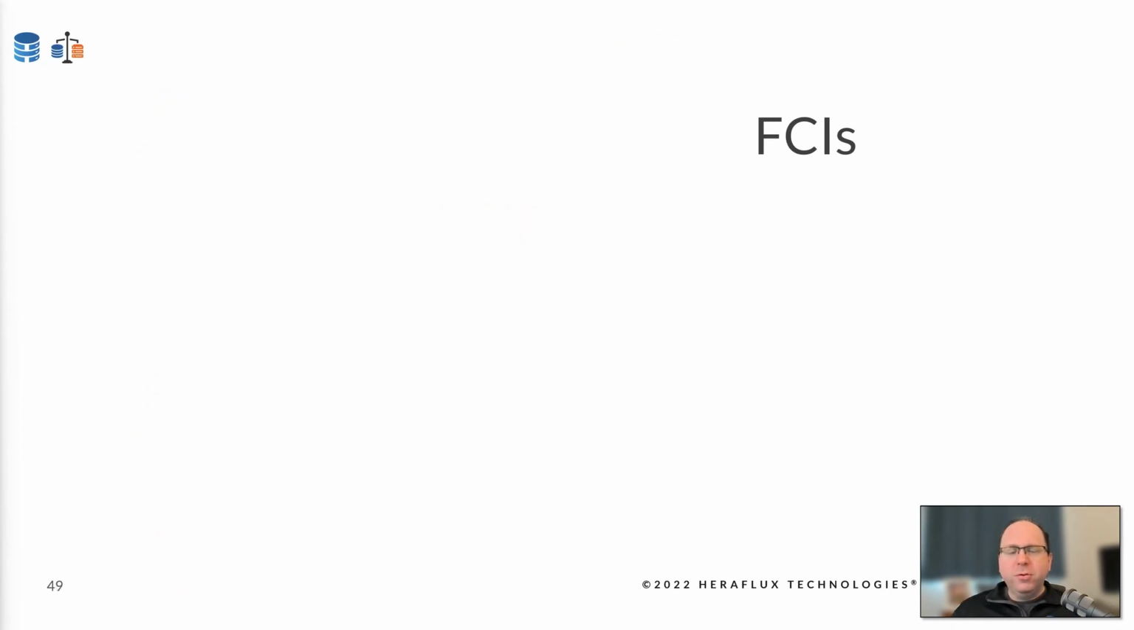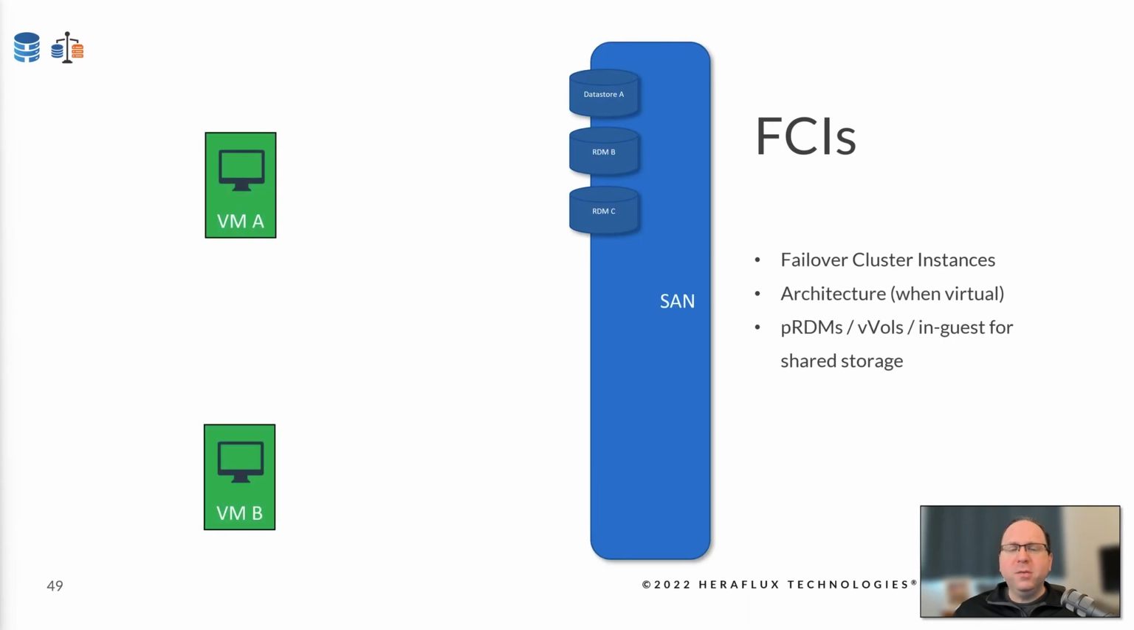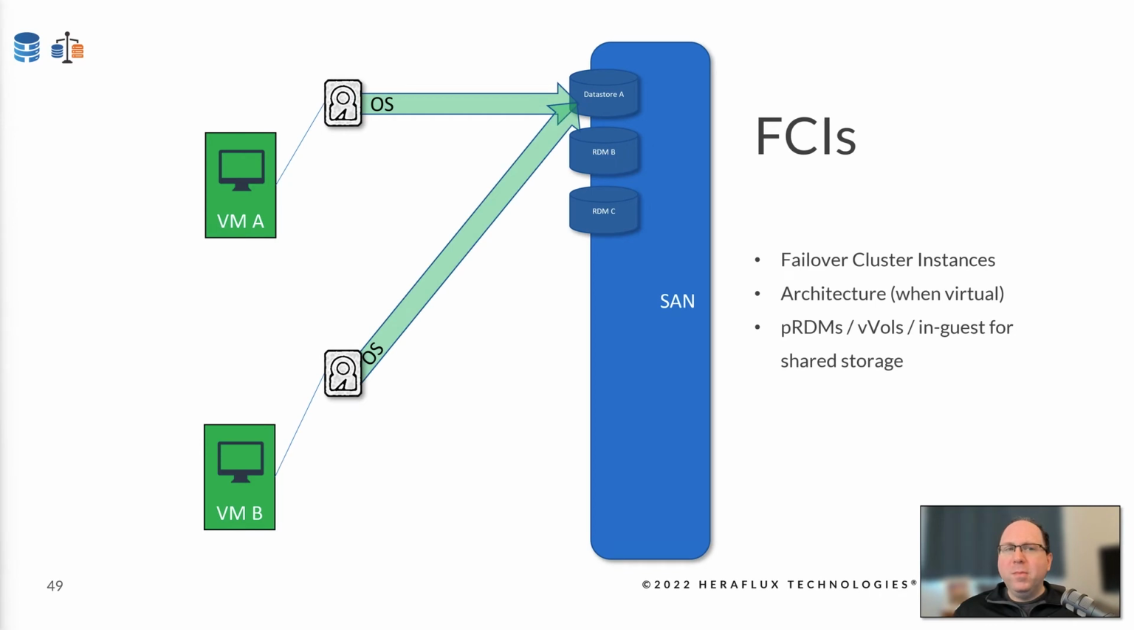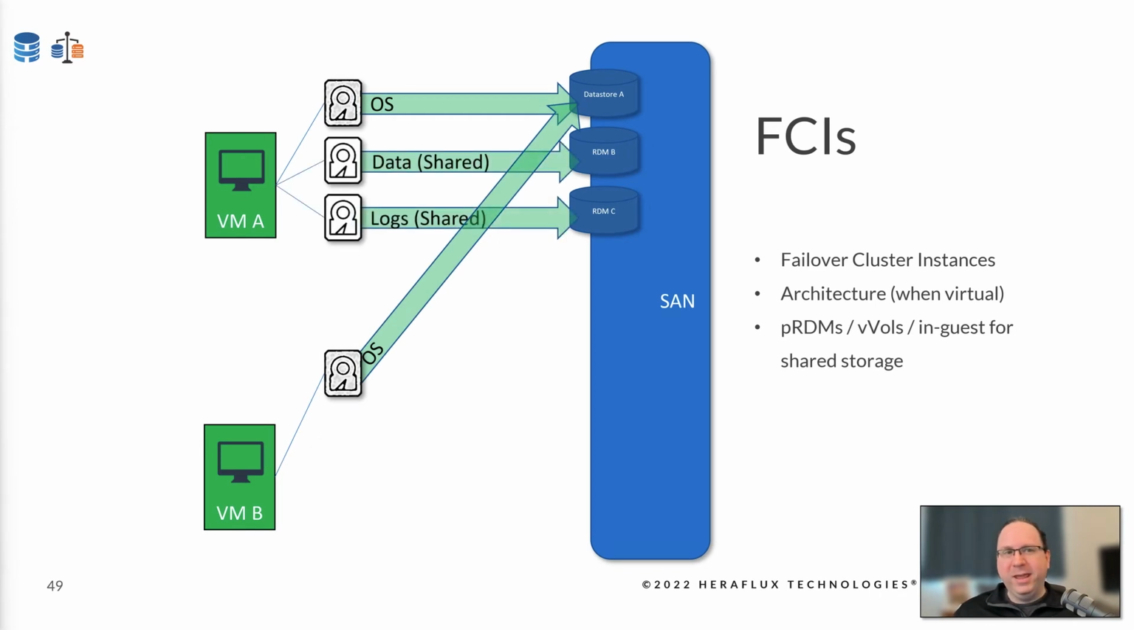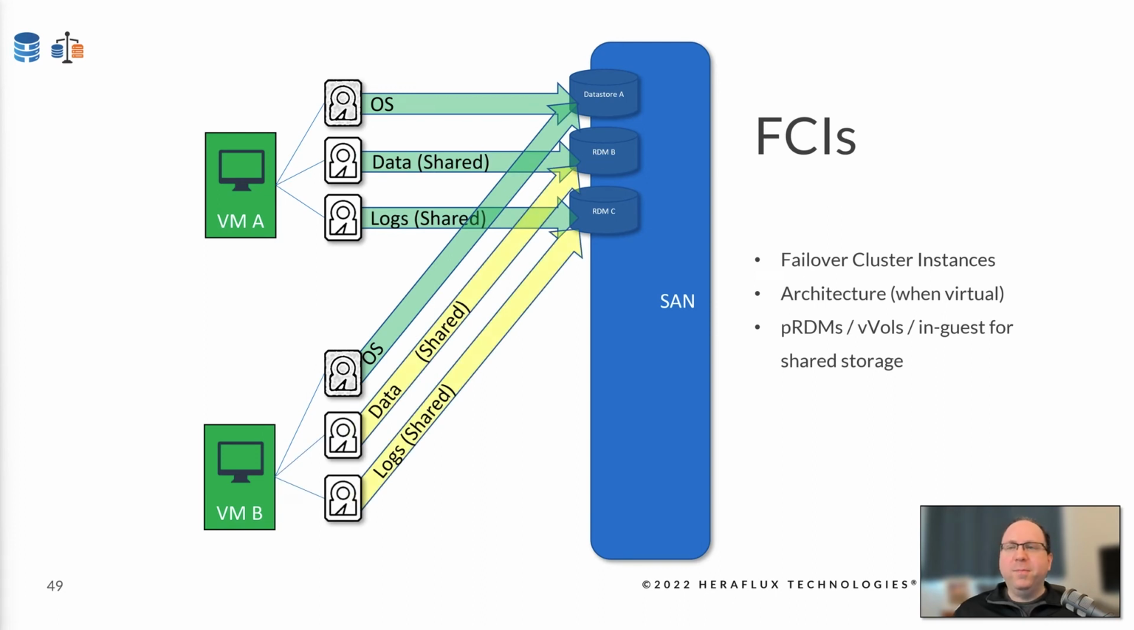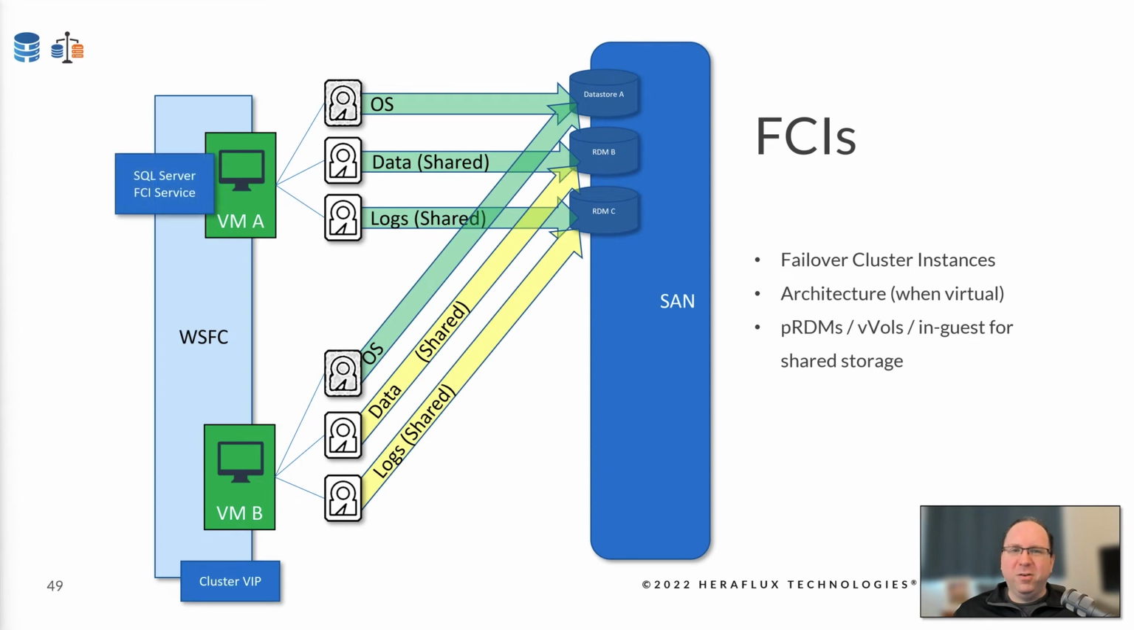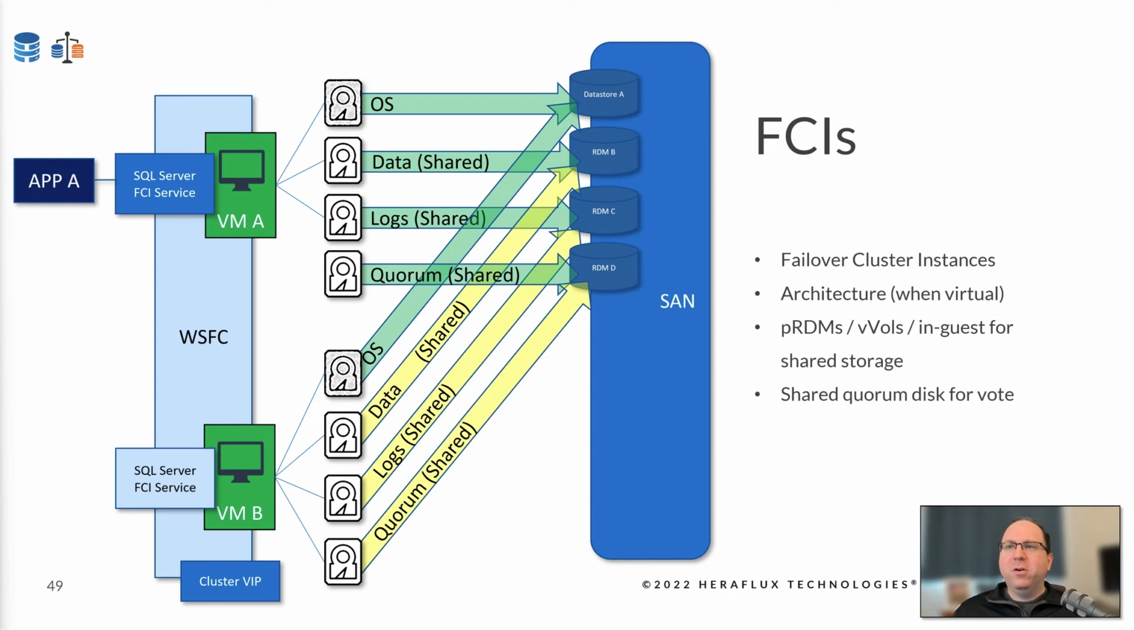Now, when you're in the virtual machine world, most of this is the same, but essentially we need either RDMs or vVols, or a lot of people will recommend in-guest shared storage. I really don't like that. A lot of times it's going to be RDMs or vVols. Those aren't fun. Those aren't fun at all. But they act the same. Same kind of architecture, same dependencies on everything else. But again, it becomes more of a nightmare for virtual machine or storage admins to deal with all this stuff.